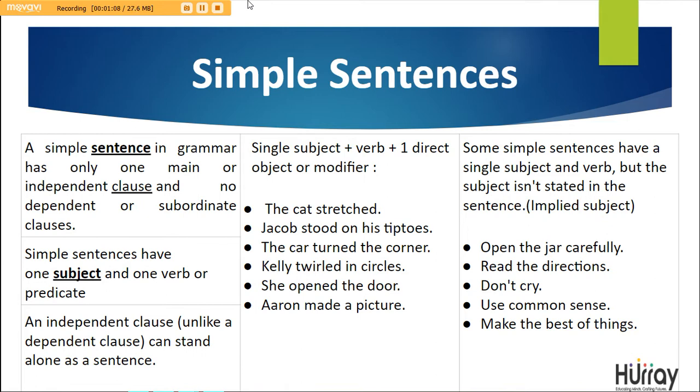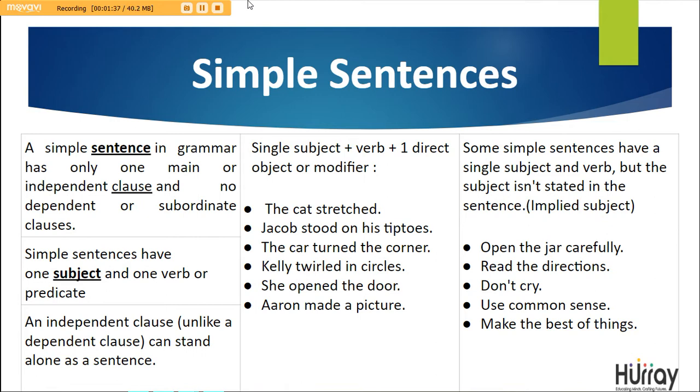Now, if you were to take a longer sentence, you would have Jacob stood on his tiptoes. So you've got Jacob, which is your subject, then you've got stood, which is your verb. The direct object here is tiptoes. Similarly, you have the car turned around the corner, or the car turned the corner. Kelly twirled in circles. She opened the door.